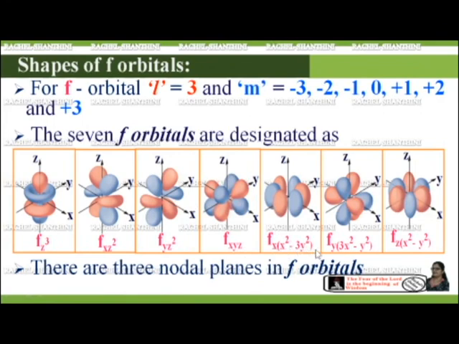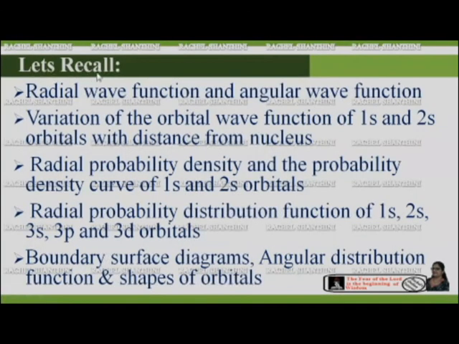then fy into 3x square minus y square, and finally fz into x square minus y square. If you look at the pictures of f orbitals, you can see 3 nodal planes along the x-axis, y-axis, and z-axis in these pictures. So, f orbitals have how many nodal planes? 3 nodal planes.